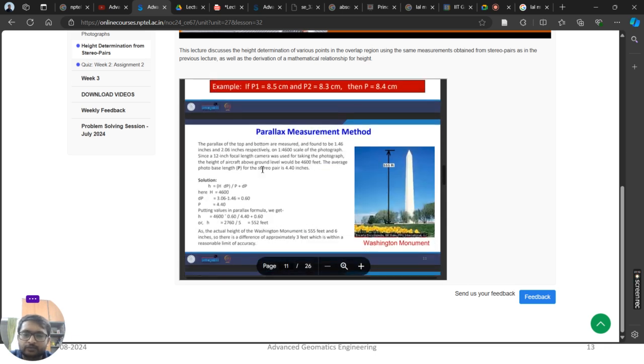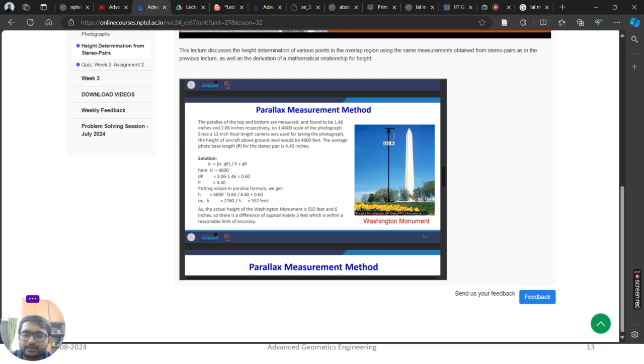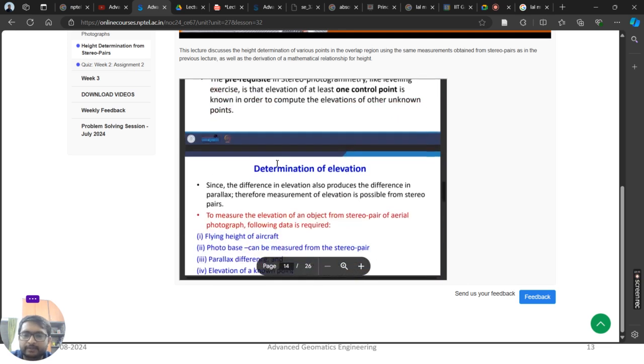So here also one example is given, where the parallax of the top and bottom are measured for the Washington Monument, which is originally 555 feet long. If you have this differential parallax and the base of the particular image, then what will be the height? You just apply that formula and find out the height.